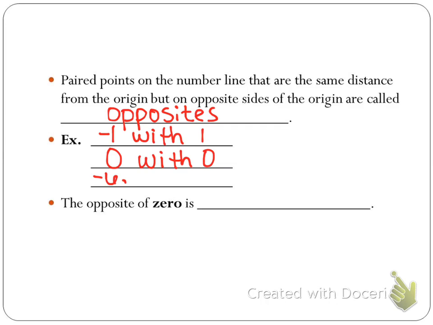And -6.8 with 6.8. Okay, I think you're probably pretty familiar with opposites. In most cases, one is positive, one is negative, except for the case of 0. So as it says, the opposite of 0 is 0.